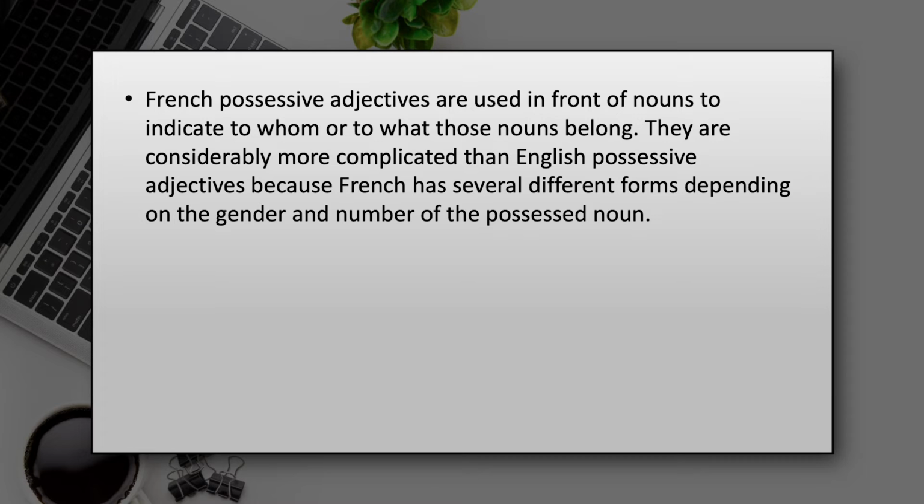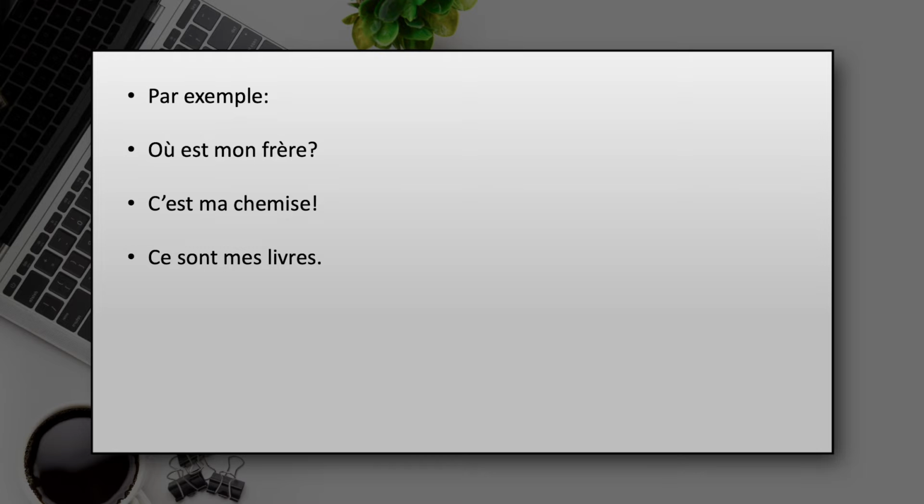They are considerably more complicated than English possessive adjectives because French has different forms depending on the gender and number of the possessed noun. For example, I gave you right now this example of mon livre, which means one single book belongs to me. But in case of multiple books, mes livres. So, now you will see some examples. Où est mon frère? Where is my brother?